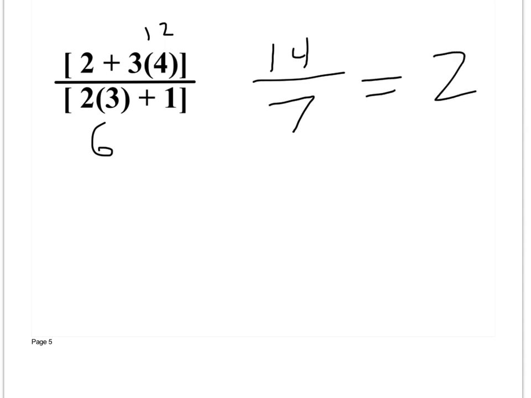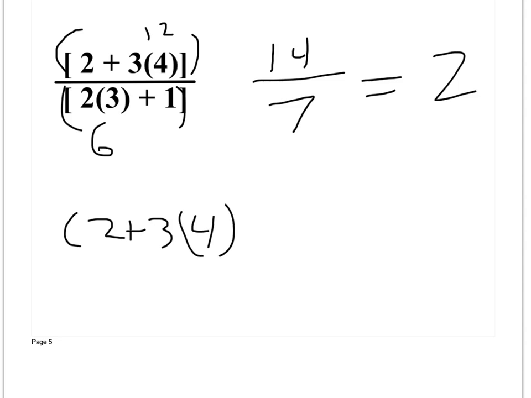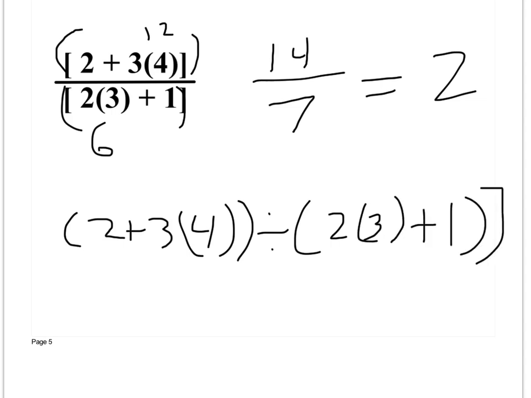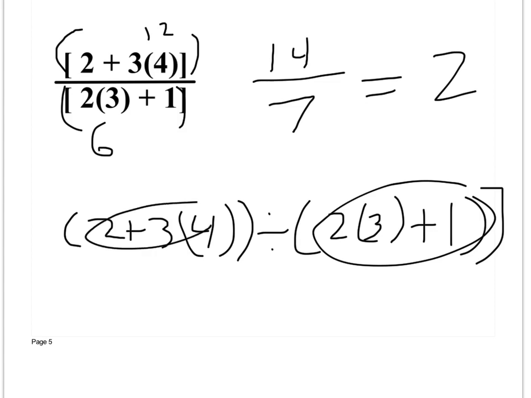The reason I do division last is because this is a grouping symbol. These are grouping symbols, right? We work everything in between there. It could be written like this. Okay, we would do this, then we would divide, right? Is that what we did? Yep. Exactly.